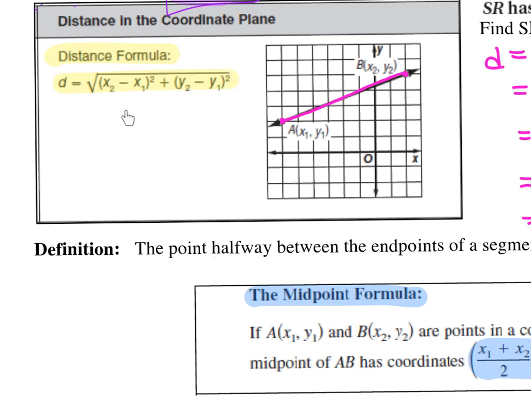So notice you're subtracting the x coordinates and squaring them. Then you're adding the difference of the y coordinates that's being squared, and in the end you're square rooting the answer. So it's the change in x squared plus the change in y squared, and then the square root of that entire quantity.